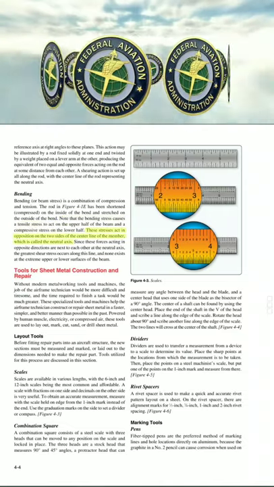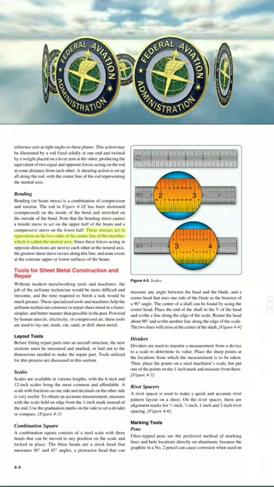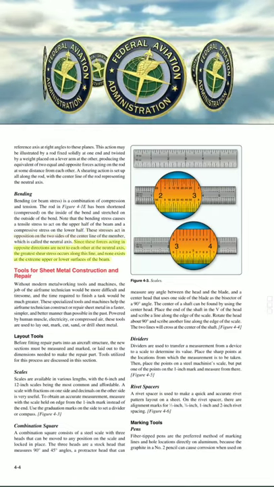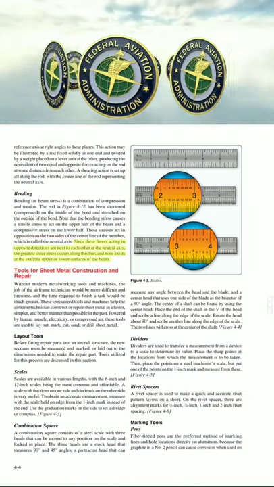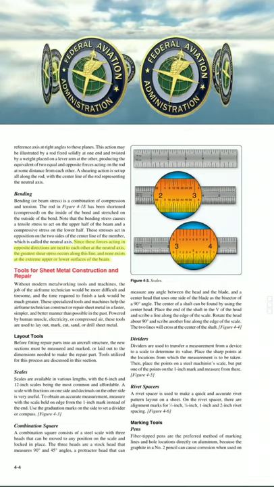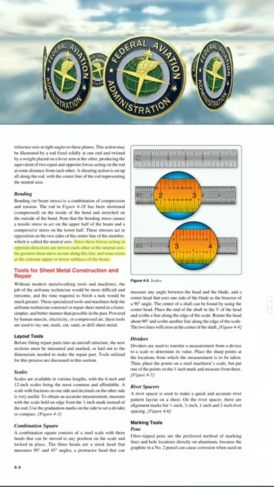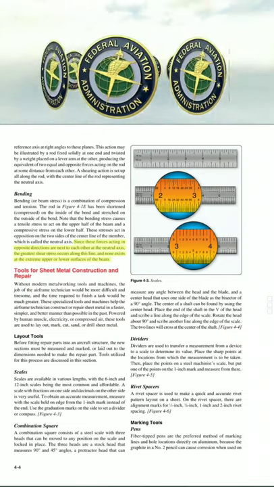These stresses act in opposition on the two sides of the center line of the member, which is called the neutral axis. Since these forces acting in opposite directions are next to each other at the neutral axis, the greatest shear stress occurs along this line, and none exists at the extreme upper or lower surfaces of the beam.